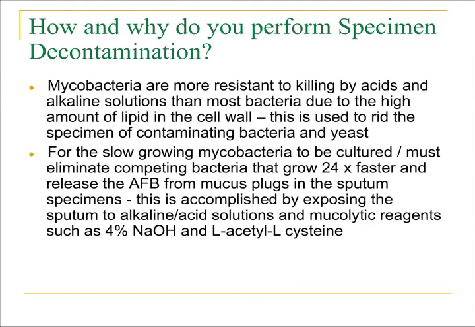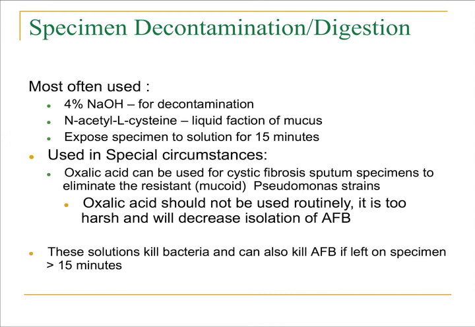For the slow-growing mycobacteria to be cultured, you have to eliminate this contaminating bacteria because they grow 24 times faster than do the mycobacteria. And you have to release the AFB from the mucus plugs in the sputum, or you could miss some or most of your AFB in the specimen. All of this is accomplished by exposing the sputum to alkaline acid solutions and mucolytic agents, such as the 4% NaOH and N-acetyl-L-cysteine. On the next slide, you will see the decontamination and digestion process outlined.